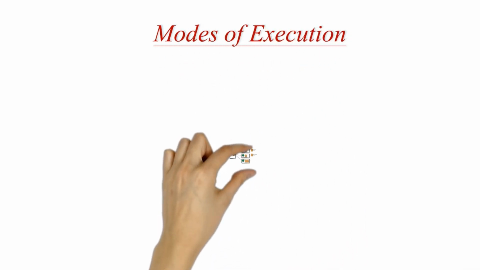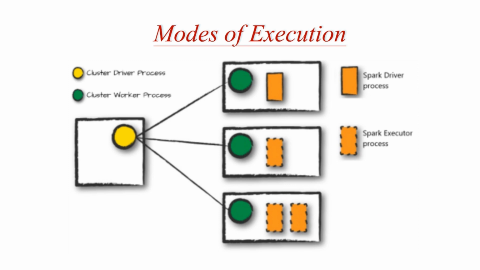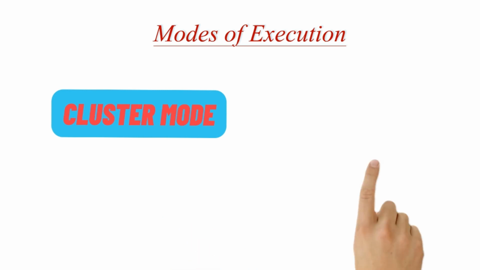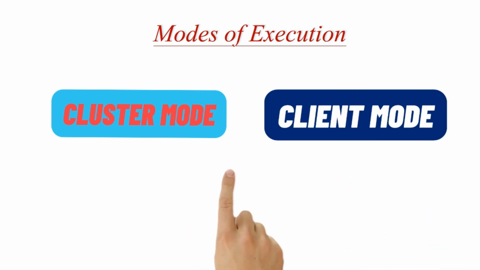Modes of execution. An execution model helps determine where the resources mentioned previously are physically located when the application is run. There are three modes of execution to choose from: cluster mode, client mode, and local mode.